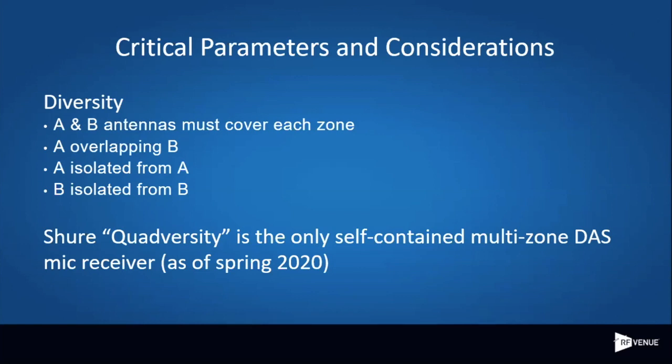Diversity reception is what makes Pro Audio DAS work so well. To put it simply, when one diversity antenna path, or we call them sides, one diversity side drops out, the other takes over. Modern high-end receivers are excellent at silently switching back and forth from A to B. Low and mid-end systems, sometimes not so much.